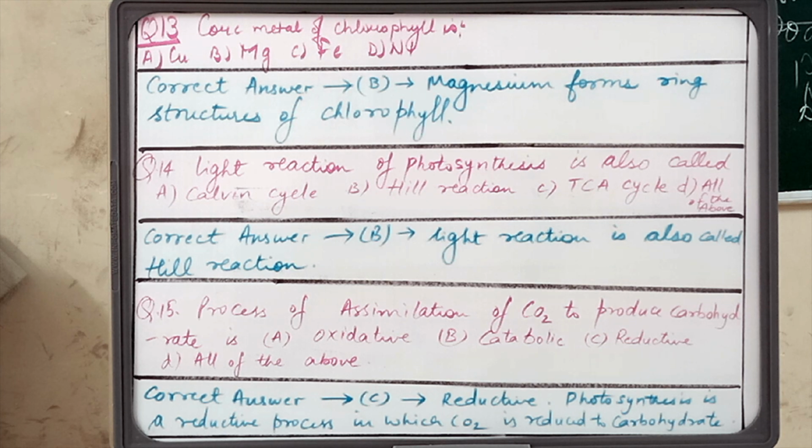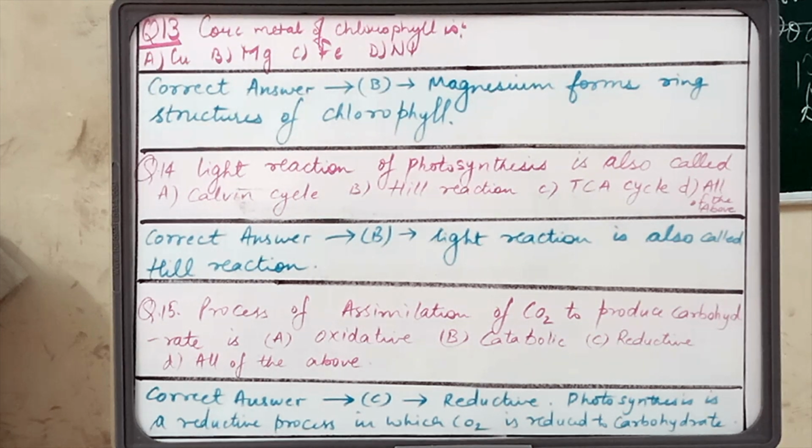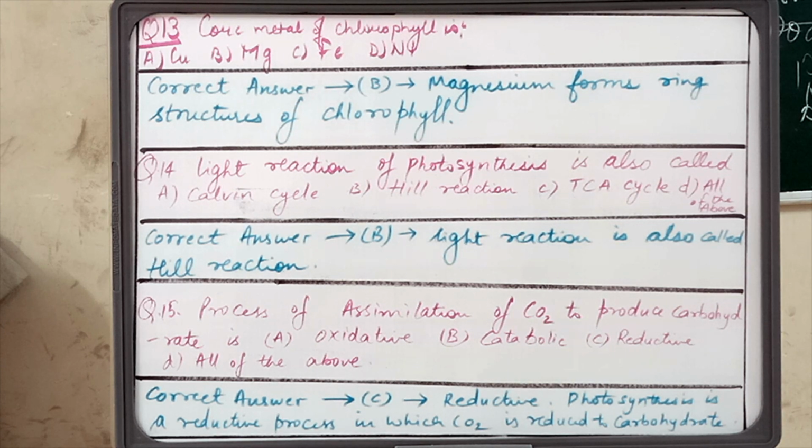Now let us do the last question. Process of assimilation of CO2 to produce carbohydrate is oxidative, catabolic, reductive, all of the above. So you know that the process of assimilation of CO2 to produce carbohydrate is nothing but photosynthesis, and photosynthesis is a reductive process in which CO2 is reduced to carbohydrates.